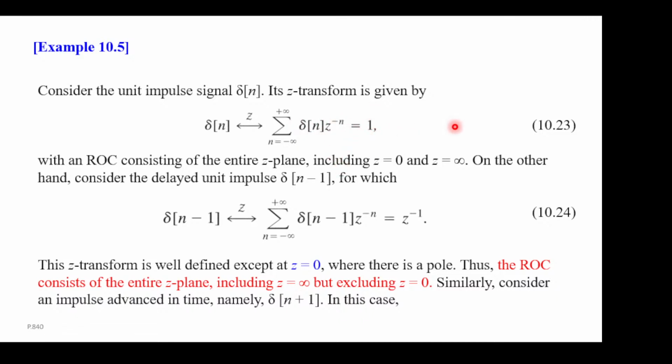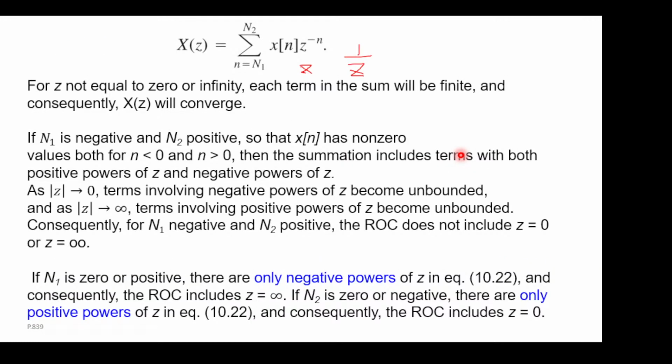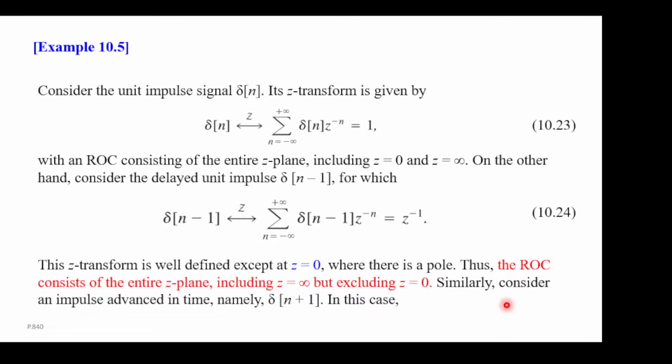Okay. So the z transform is 1 and 1 converges everywhere, including z equal to 0 and z equal to infinity. And obviously if you multiply by some constant, you get some constant here, it still converges everywhere, including 0 and infinity. And it's like an intersection of those two cases. So we say n1 is 0 or positive, n2 is 0 or negative. So if both n1 and n2 are 0, then you include both infinity and 0.